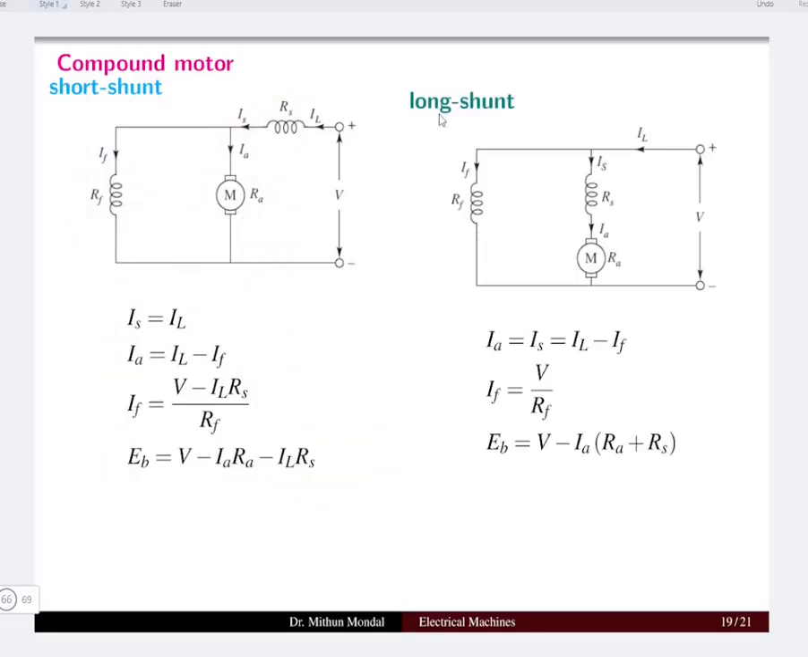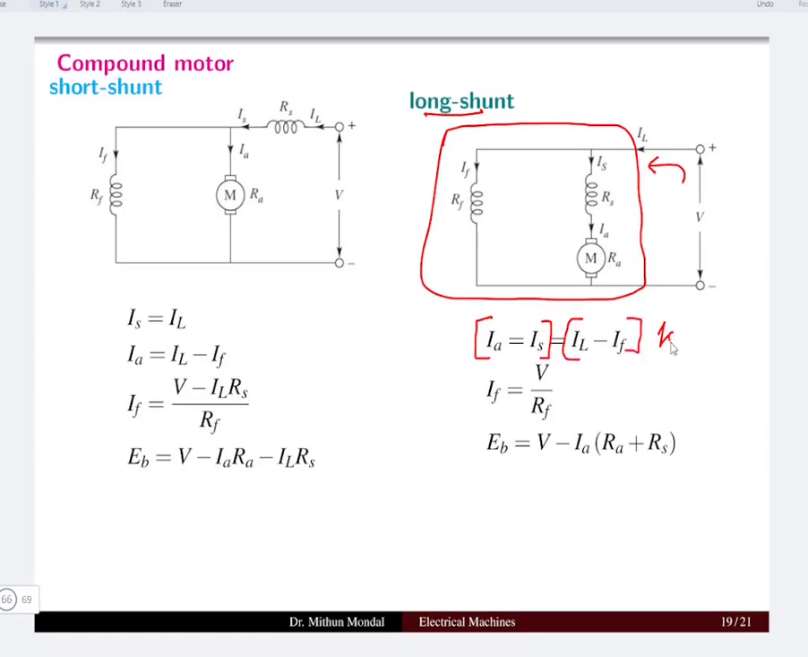If we talk about the long shunt, where the field winding and the entire armature and the series field winding are in parallel, the current which is coming from the source IL will be distributed in the current of the series field winding and the main field winding. So Ia is equal to Is, which is equal to IL minus IF. And this is in accordance with KCL.